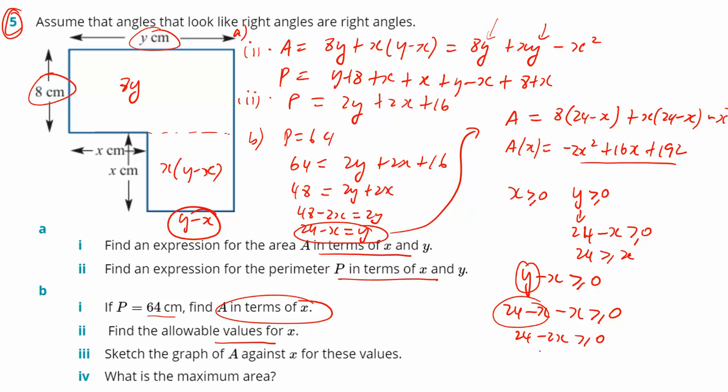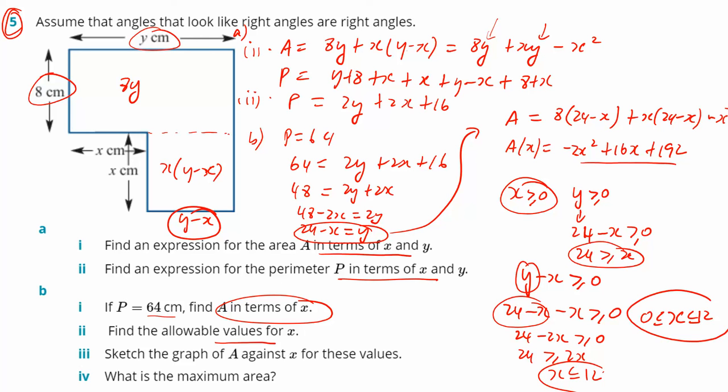So 24 is greater than or equal to 2x, so x is less than or equal to 12. So x less than or equal to 12 sort of overrides this x less than or equal to 24, because this is smaller, and x is greater than 0. So x overall would be between 0 and 12. Now, I'm not going to expect everyone to know that because that's a very tricky domain to work out.